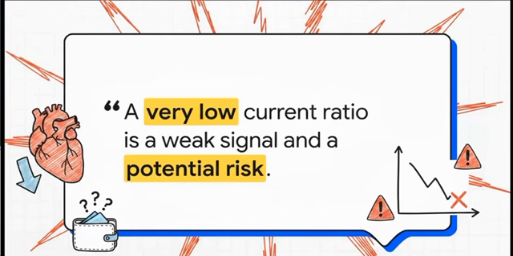So, a very low current ratio, that's a huge warning sign. Think of it like a patient with dangerously low blood pressure. It tells you the company might not have enough cash to cover its bills. Now, usually a ratio over 1 is seen as okay, but it's not a one-size-fits-all thing. What's healthy for a big retailer with tons of inventory is totally different from what's healthy for a software company. Context, as they say, is everything.